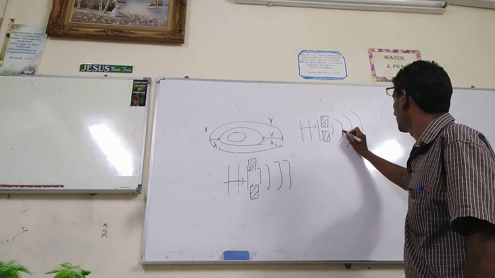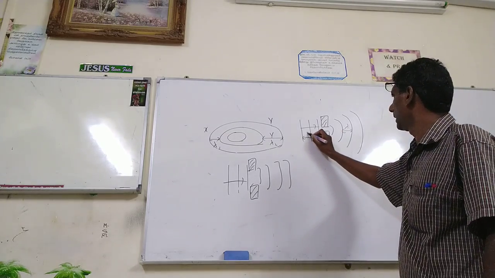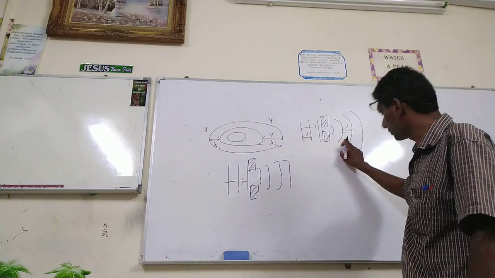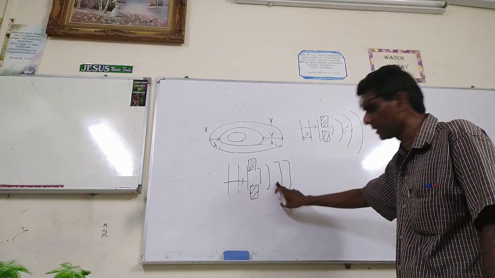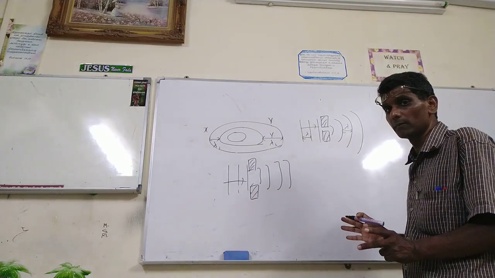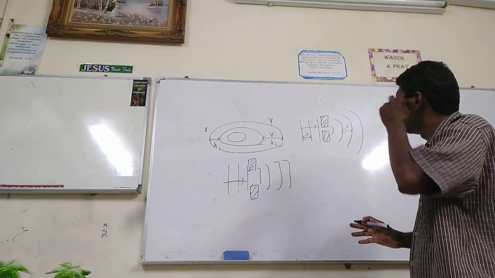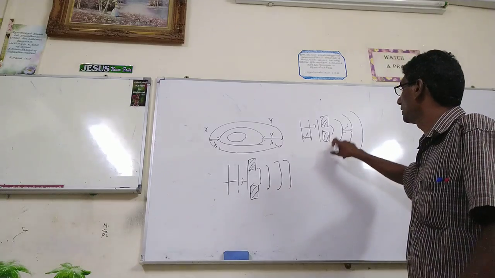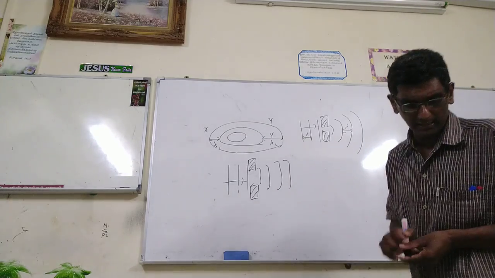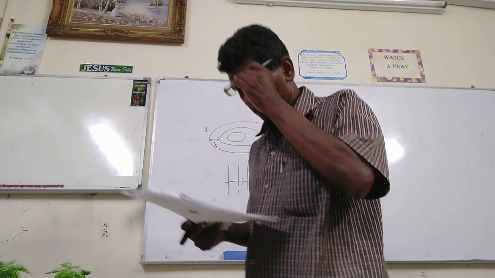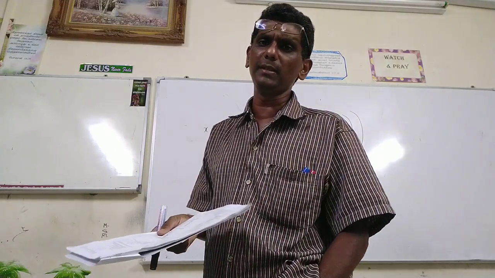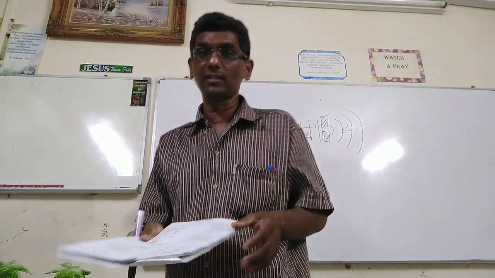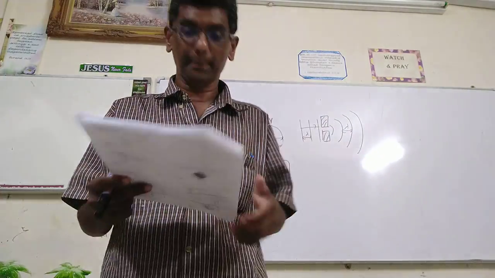But the lambda will be the same. Let's say lambda is 10 cm here, lambda is also 10 cm here. Lambda is going to be the same. But we call it diffraction. It's called circular wavefront. So the answer is D, decrease the size of the slit. Size of the slit means size of the gap.